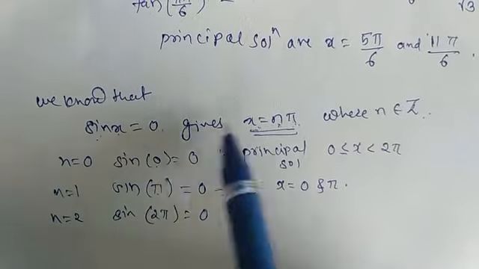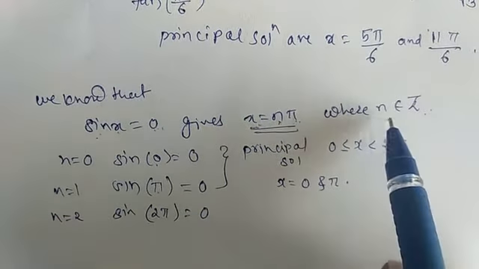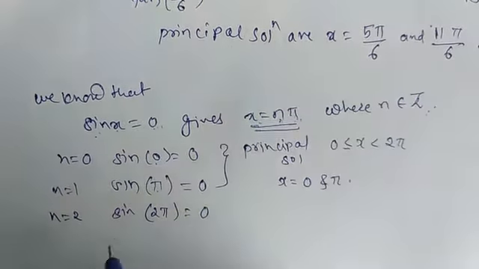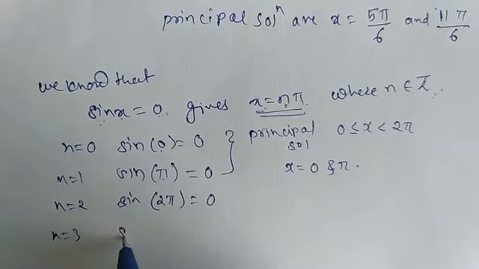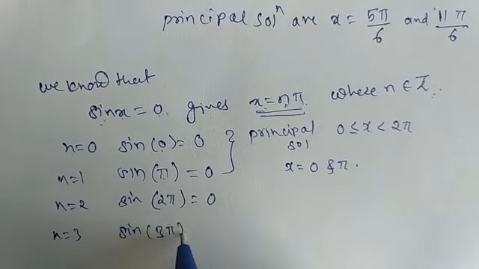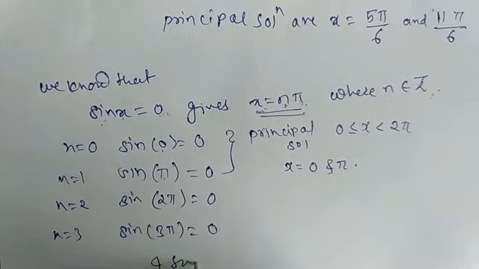And the general solution: sin x is 0 for x is equal to n pi, where n takes any integer. So for n is equal to 3, sin of 3 pi is again 0, and so on.